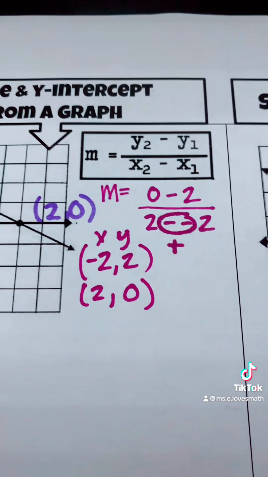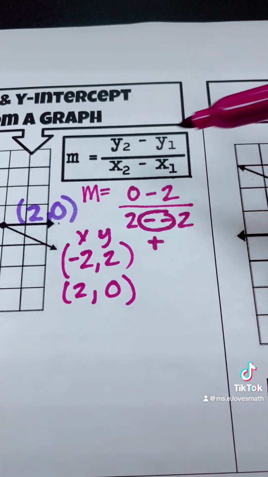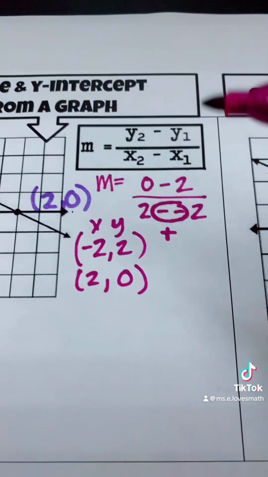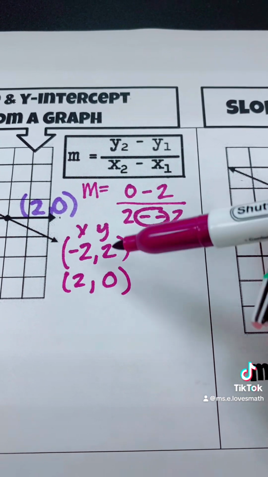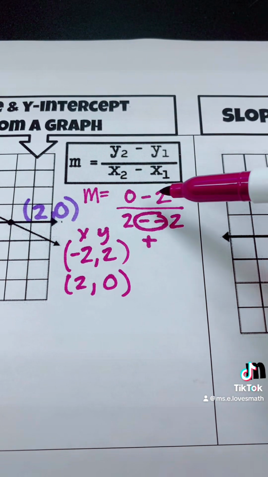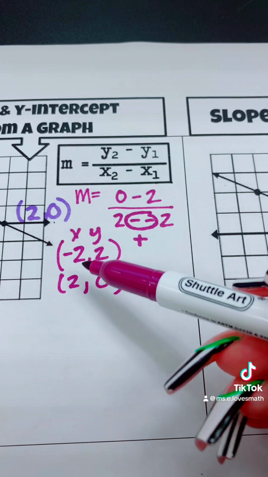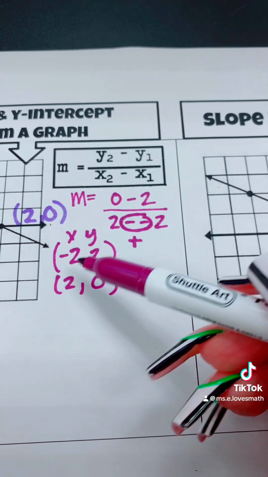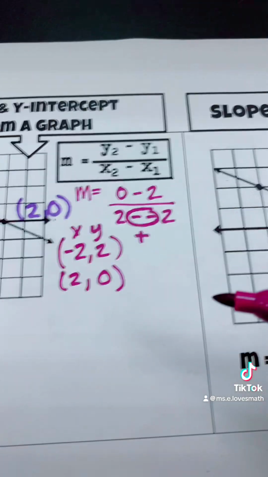Here I have set up our slope formula. We have y2 minus y1 over x2 minus x1. Here we have y's. Our y2 is 0, and then our y1 is 2, so we have 0 minus 2. And then x2 is 2, x1 is -2, so 2 minus -2. This will become adding.